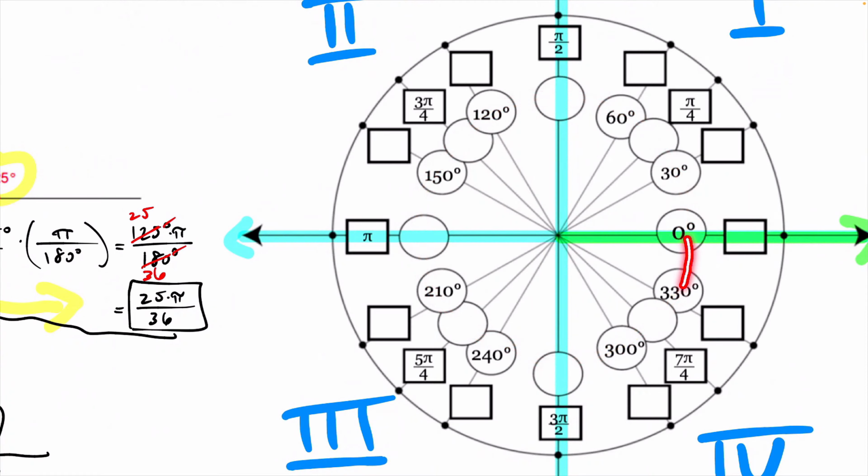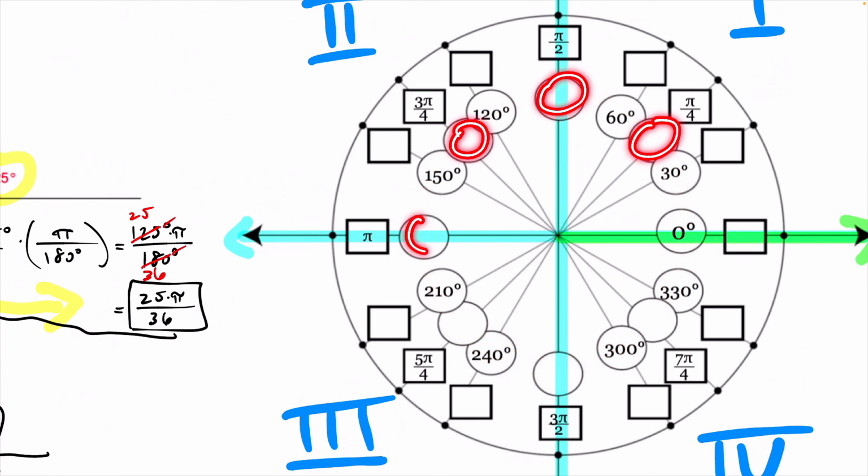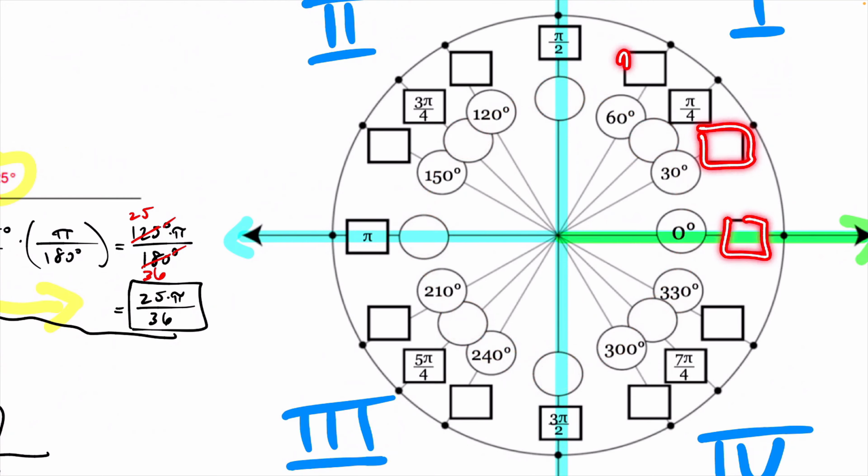If I wanted negative, I'd go in this direction. We're not doing negative today, though. Don't have to worry about negative. We're only going in positive. So what I want you to do is fill in two things. All of the missing circles. So anything that's missing, that one, that one, that one, those missing circles, and the missing squares.